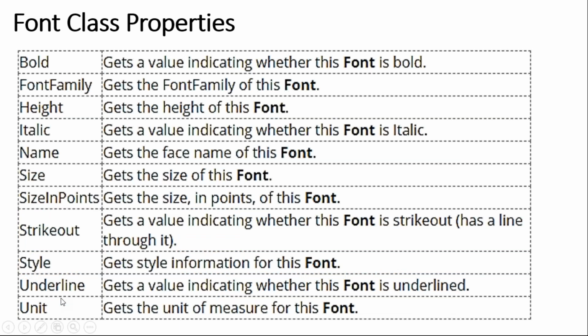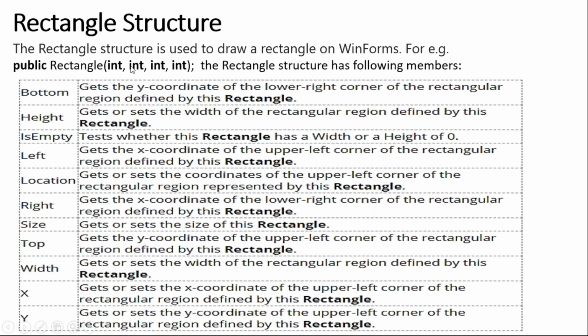In this, can anyone tell me what these 4 arguments stand for? I want the answers. Quickly, give me your answers. Public rectangle, 4 integer variables as arguments. So what does each argument stand for? I want the answer. Be quick, students.